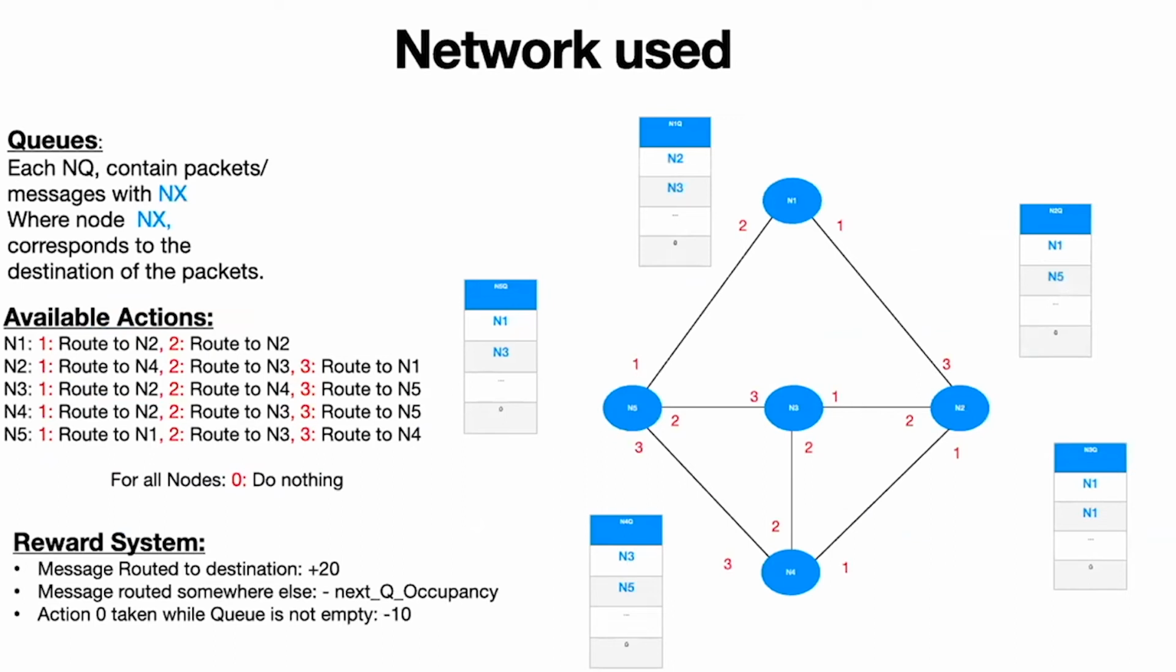Okay, so this is the network that we use. It's basically made out of 5 nodes. You can visualize the nodes as being cities and the actual links as being like the highways connecting the cities. Each node has a queue size where the messages are queued until they are processed and routed to the next destination. Apart from that, we have different actions available based on how many links you're connected to. So basically, node 1 is connected to 2 links. It has 2 actions, and there's also action 0, which is do nothing.